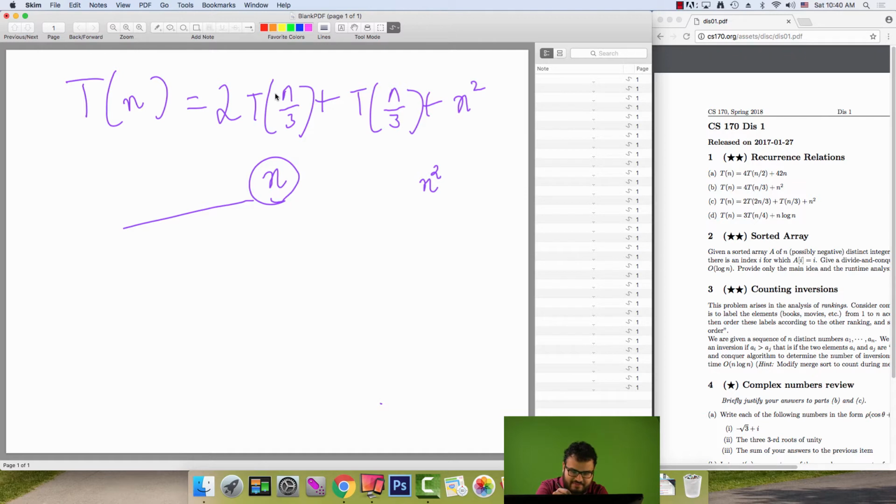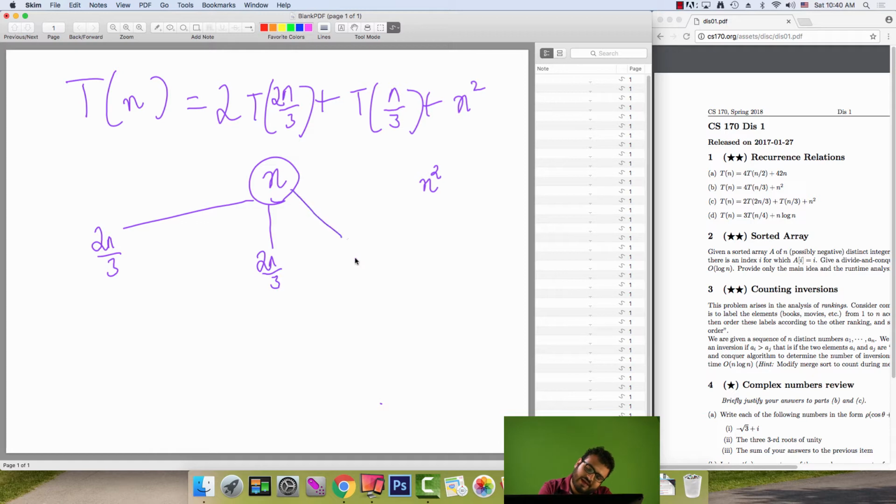my bad, I messed something up. This is supposed to be a 2 here. So just a quick thing, this is supposed to be a 2. So this is going to be of size 2n over 3, 2n over 3, and n over 3.